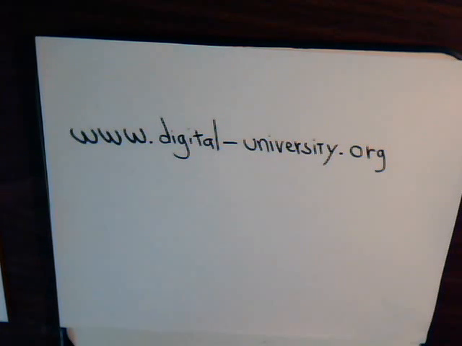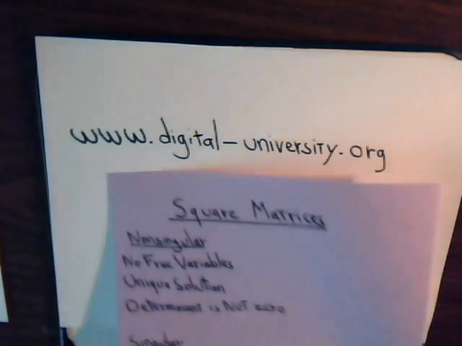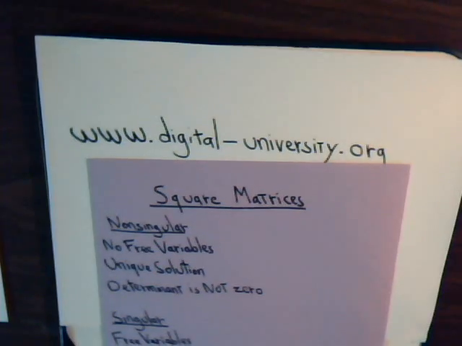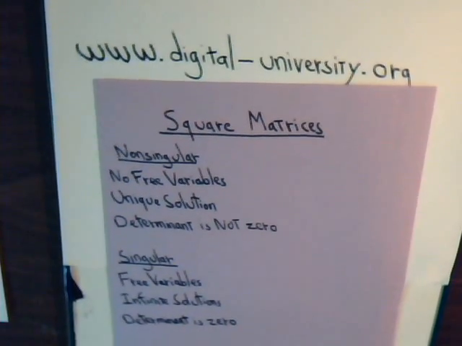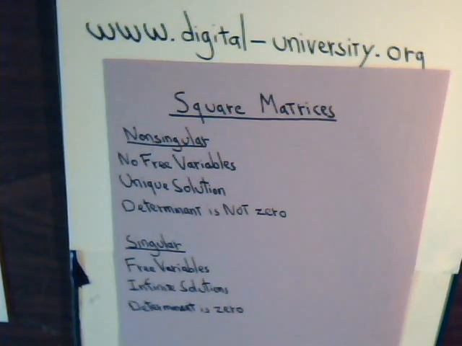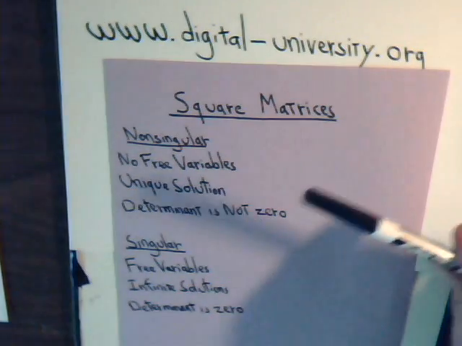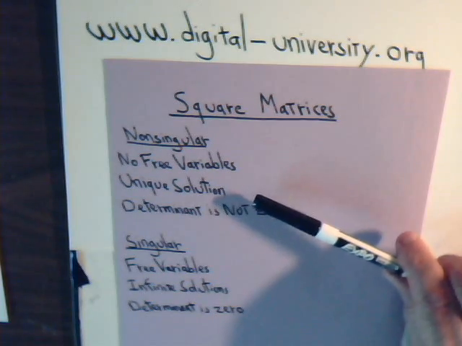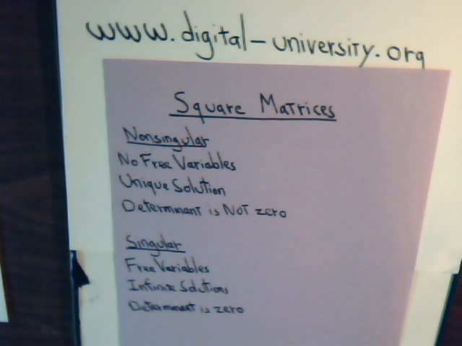Okay, in this video, we want to reflect upon some of our earlier comments concerning the two different types of square matrices, that is, non-singular and singular. In the previous videos, we pointed out that for the non-singular matrices, when you're going about trying to reduce them to row echelon form, we will encounter no free variables. They always have a unique solution, and the determinant is not zero.